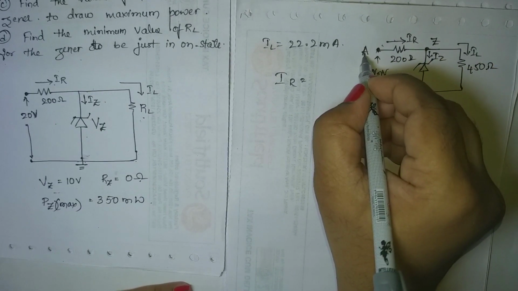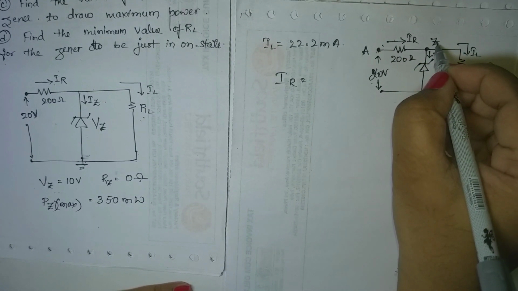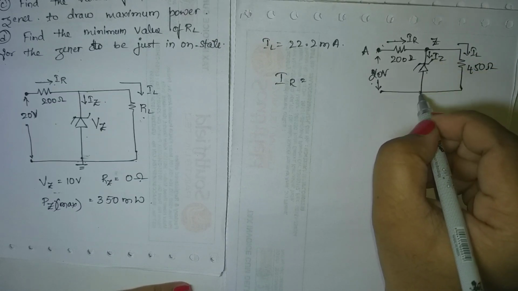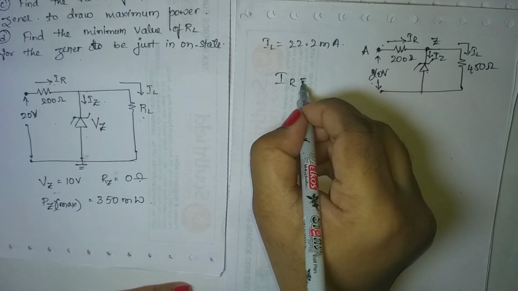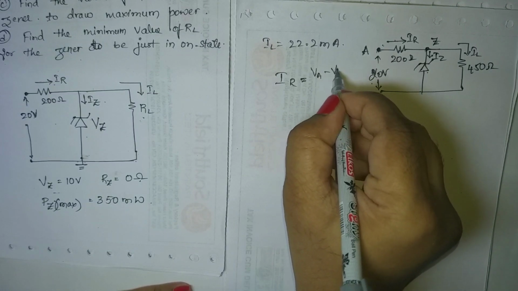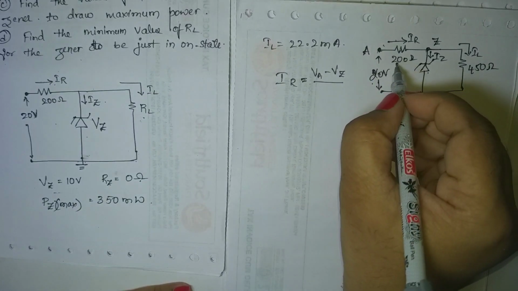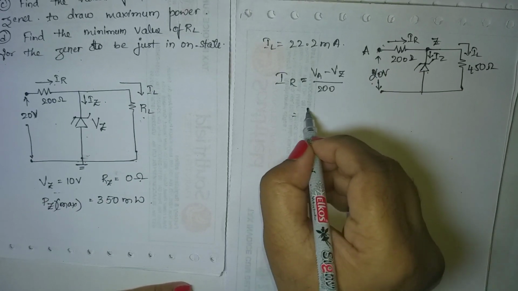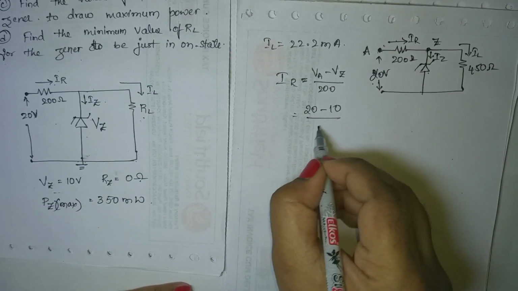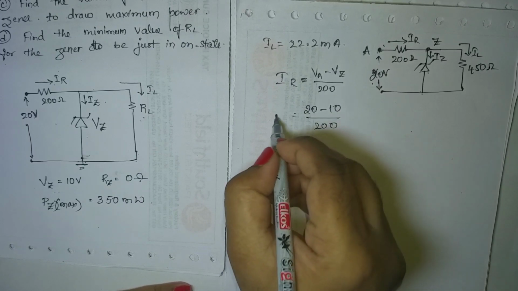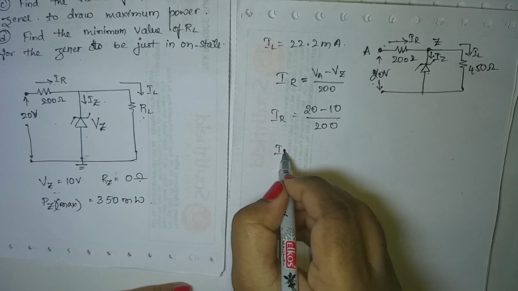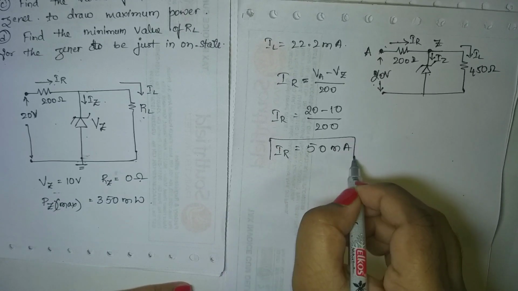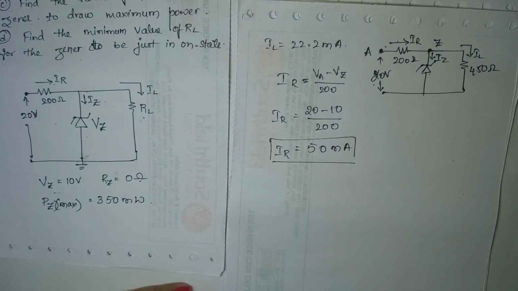What is the potential at A? It is 20 volts. What is the potential at Z? It is 10 volts, because the voltage drop at this point is 10 volts. So I can write it as VA minus VZ divided by the resistance. What is the resistance? 200. So it is equal to 20 minus 10 divided by 200. So IR is equal to 50 milliamps.